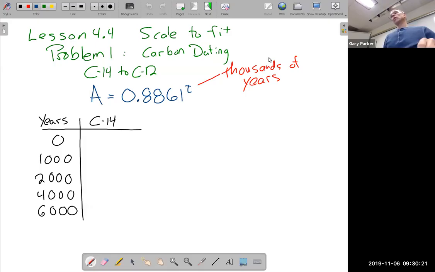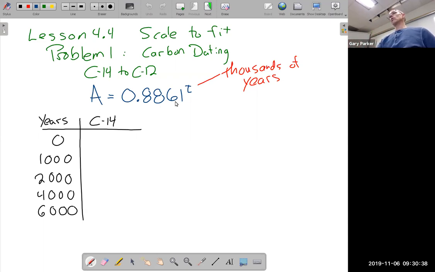We're going to play some more with exponential functions, exponential equations. Here we're going to start off with carbon dating. So carbon 14 over time shifts over to carbon 12, and by looking at the percent of carbon 14 in an old object, we can estimate how old it is.